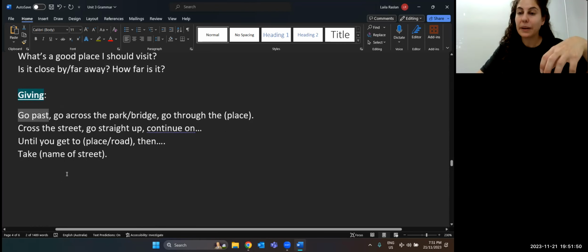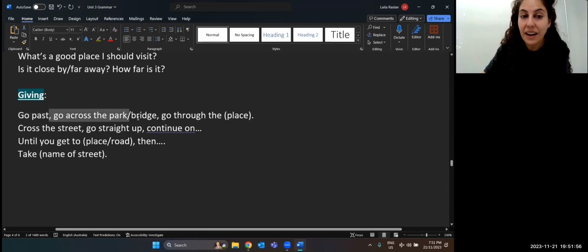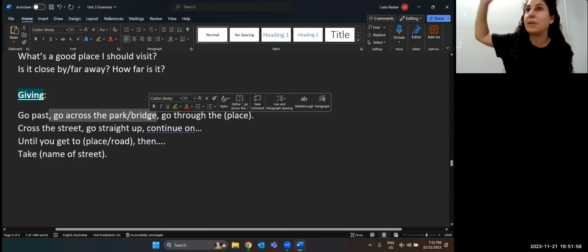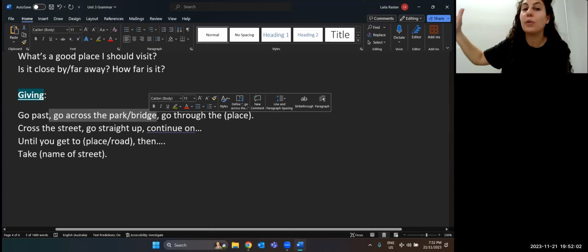That means that you have a place, and I'm saying continue. Go past. Go across the park or the bridge. Sometimes there's a big bridge, or if there's something that people can see, always say, you know, go across the library, go past the library. If there's something very important that they can see, like a monument, go past it. It just means continue.